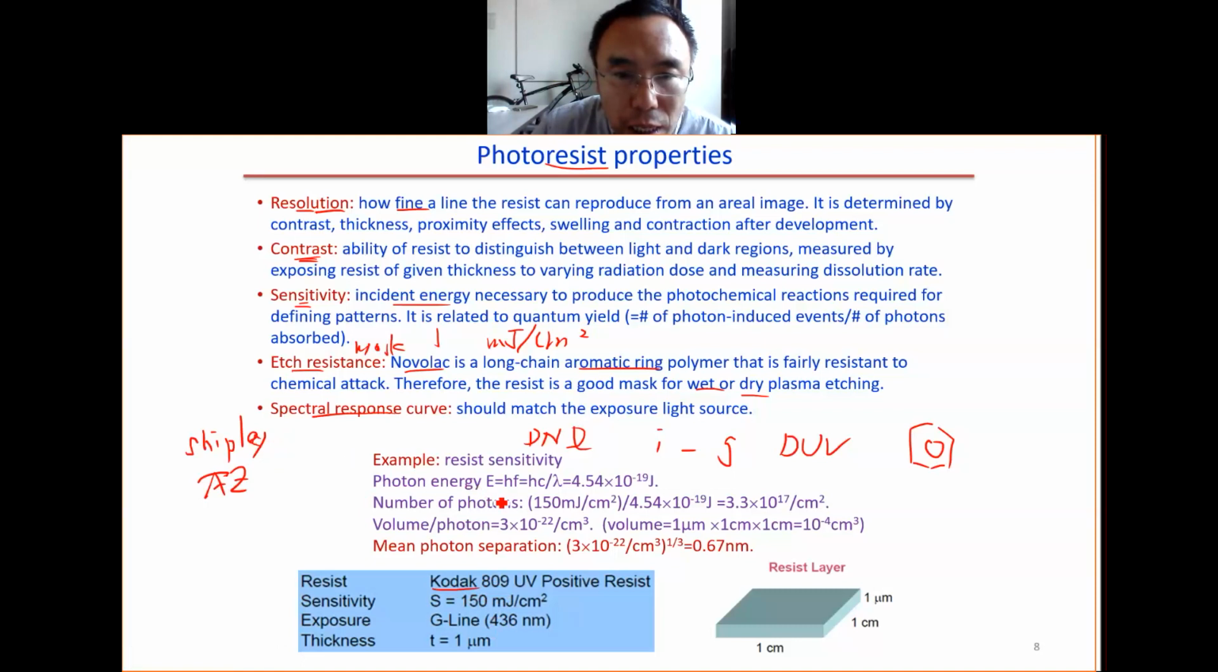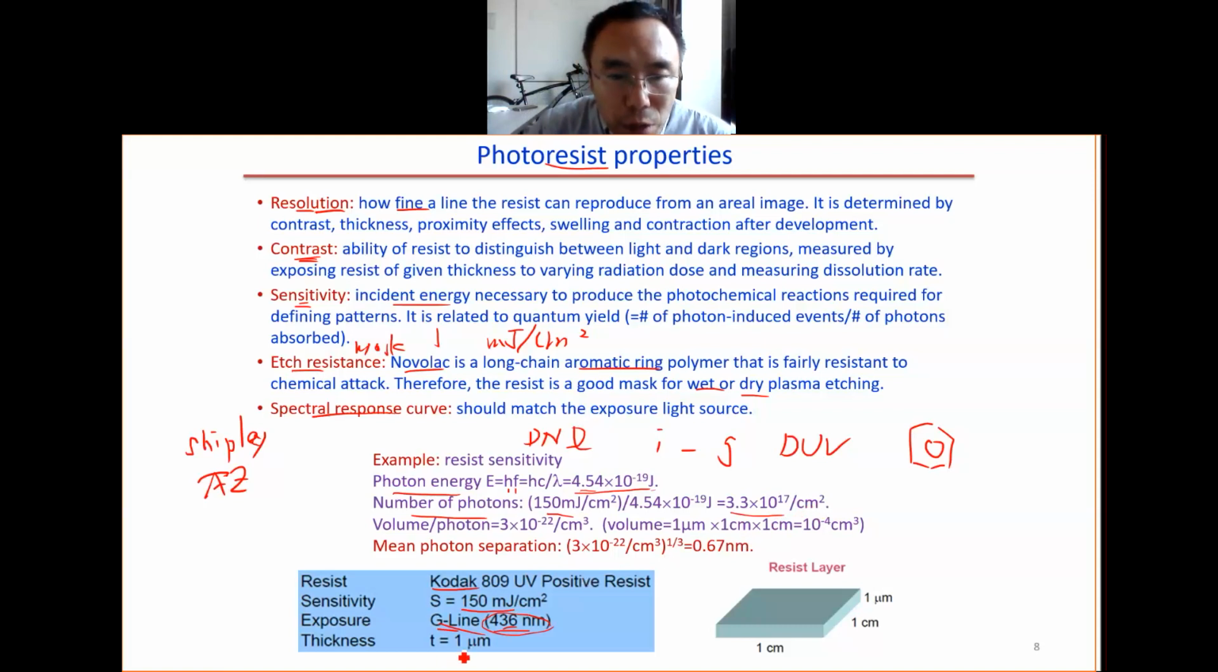First is the G line, 436 nanometer. For this 436 nanometer, we can calculate the photon energy. The photon energy is given by h, the Planck constant, times the frequency, and the frequency is given by the speed of light over lambda. So in the end we get the photon energy of this 436 nanometer photon. Then with the exposure energy of 150 millijoule per square centimeter, the number of photons is 150 millijoule per square centimeter divided by this number of joules. Then you get this number per square centimeter. So we have this many photons per square centimeter.